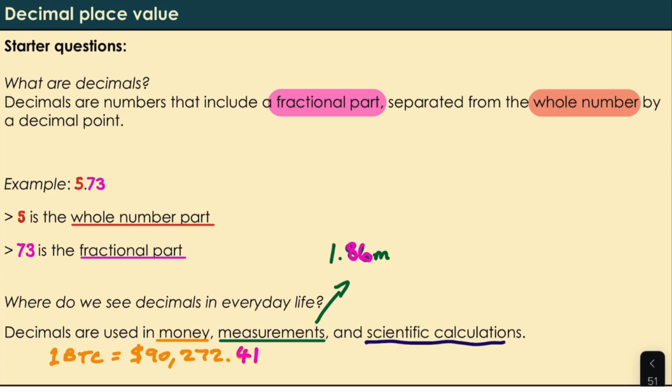What about scientific calculations? Scientists are predicting that in the year 2030, global temperatures will have risen by 1.3 degrees Celsius. Again, in that temperature increase, we can see a fractional component. The 3 is 3/10. It is a fractional part of 1 degree Celsius.